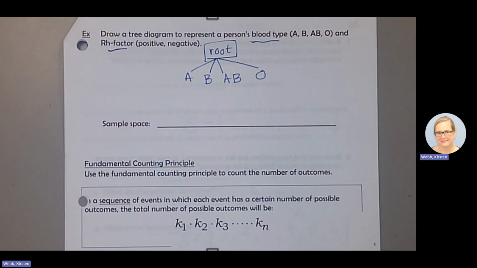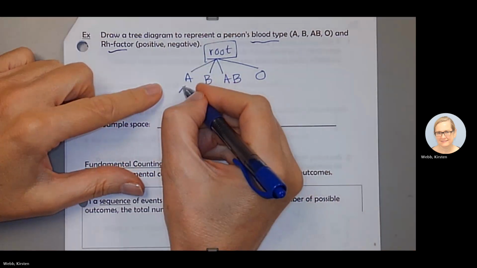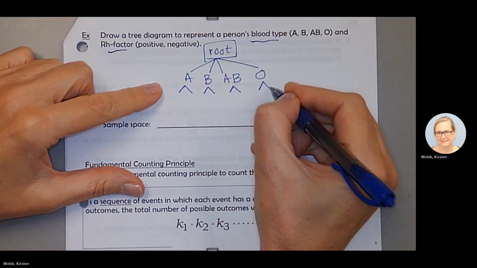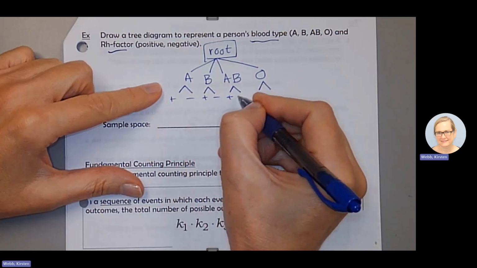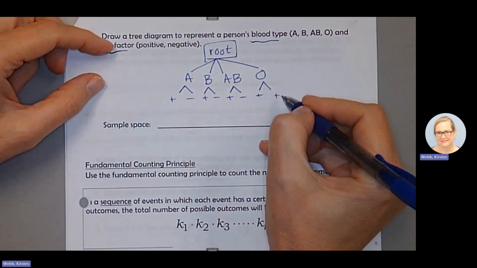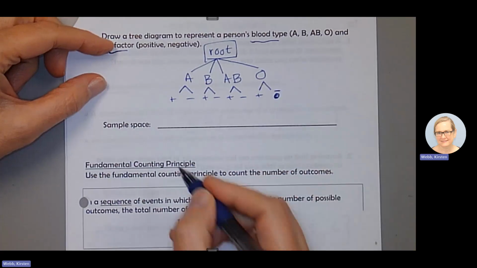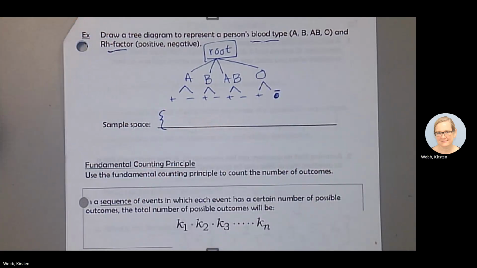And then from each of those, we want to represent the possible RH factors, positive or negative. So we've got a positive or negative coming off of each one of these. Oops, that's a positive and a positive. Now that we've taken both things into account, we're ready to look at our endpoints and see what path led us to each one.